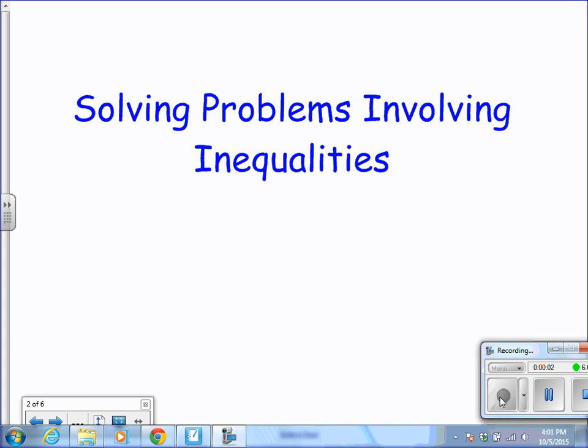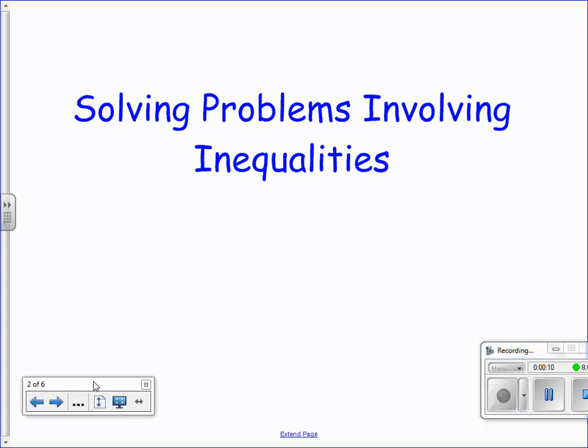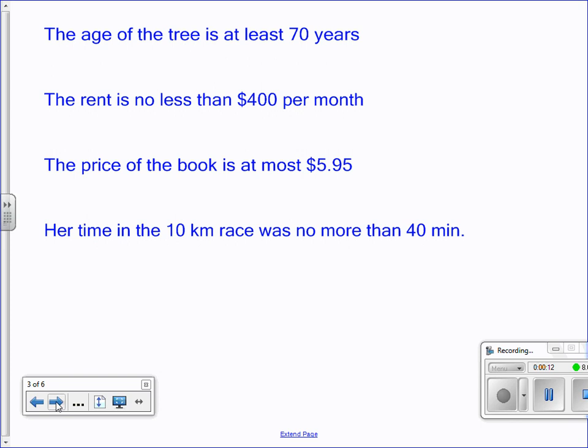All right, we continue with our quest on working with inequalities. We're going to work on solving problems involving inequalities. So that's like our application or our real-world problems solving this. The age of a tree is at least 70 years old. So my age has to be greater than or equal to 70. We can see our at least 70.